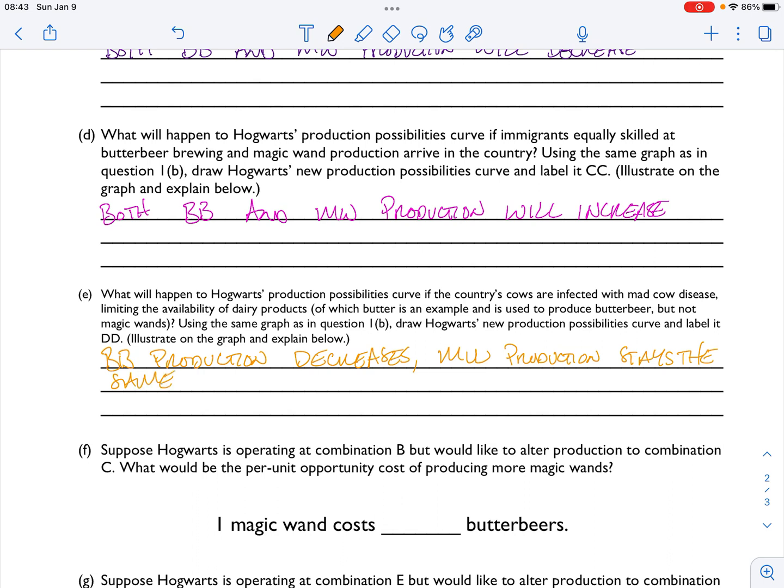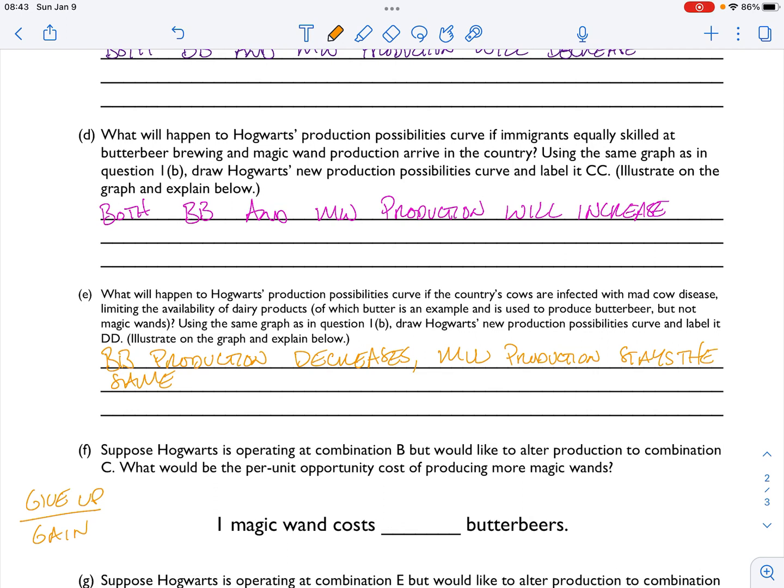All right, so we get down to F and G, and this is going to involve a little teeny tiny bit of arithmetic. It's going to involve our per unit opportunity cost formula. I'll add that on the left here. It's what you give up over what you gain.